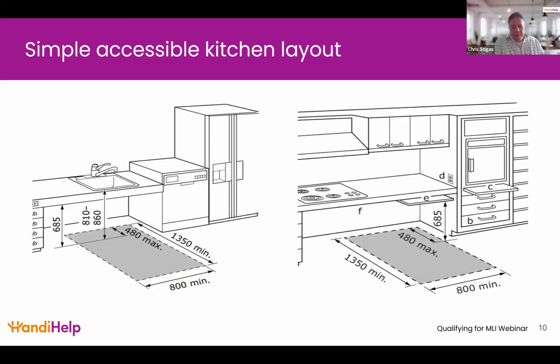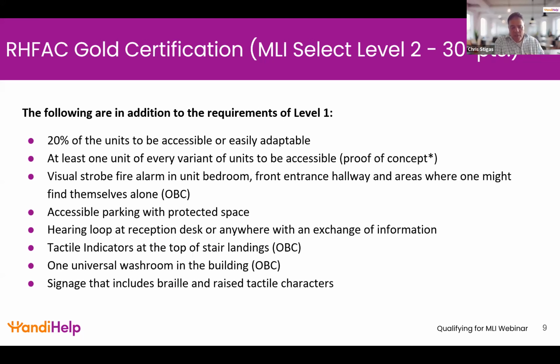Accessible parking with protected space. Hearing loop. A hearing loop lets the person on the customer side or the resident side of the desk lock in to the microphone of the person at the reception desk and cuts out all ambient noise. That's what a hearing loop is. The tactile indicators at the top of stairs, that's OBC. And one universal washroom in the building.